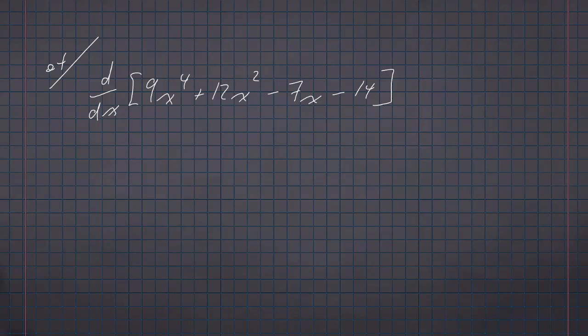Right. Similar problem for you to take a look at. The derivative of 9x to the fourth plus 12x squared minus 7x minus 14. Take a few minutes, see where you can get with this differentiation, and I'll see you in the next video.